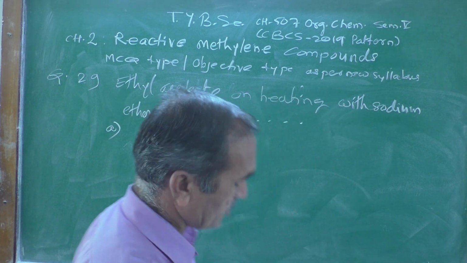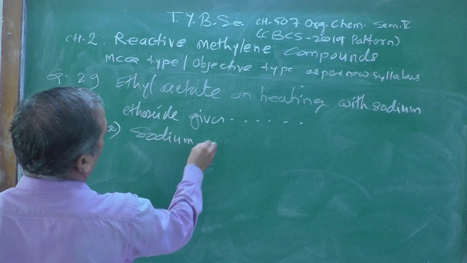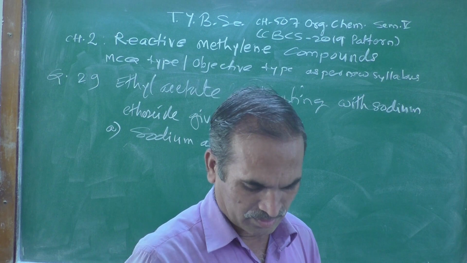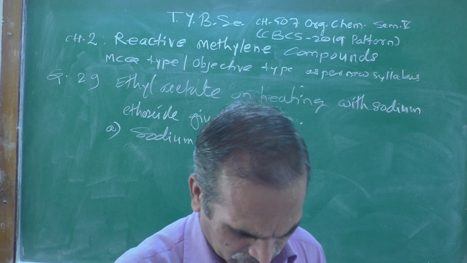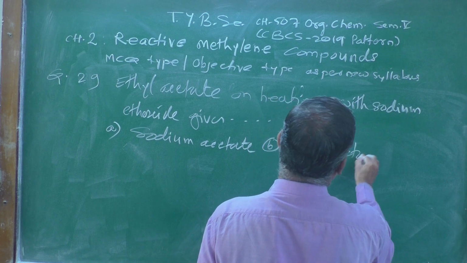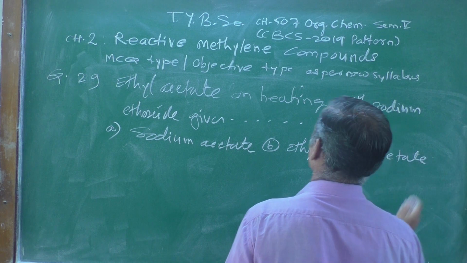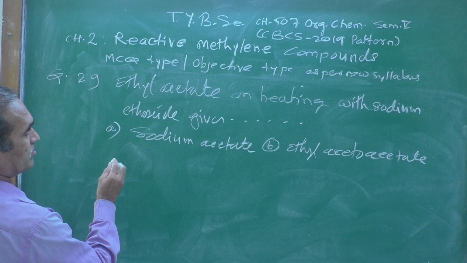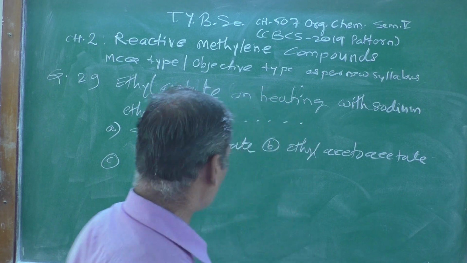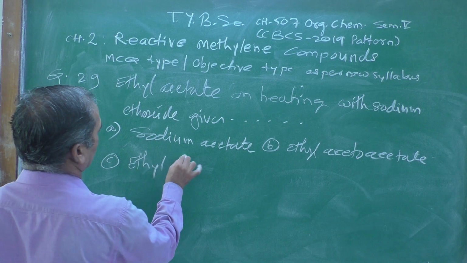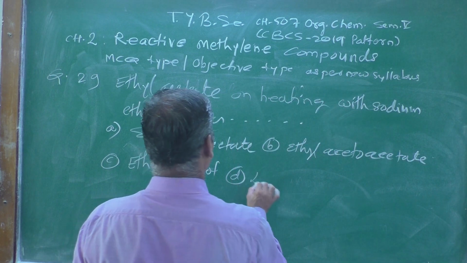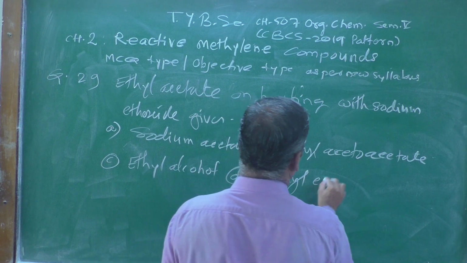A is sodium acetate, B would be ethyl acetoacetate, C would be ethyl alcohol, and D would be diethyl ether.